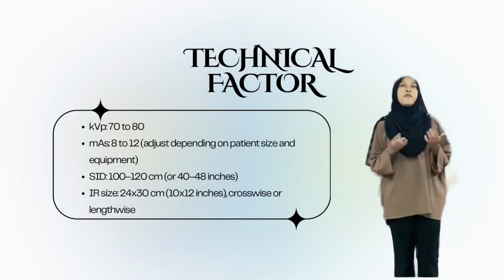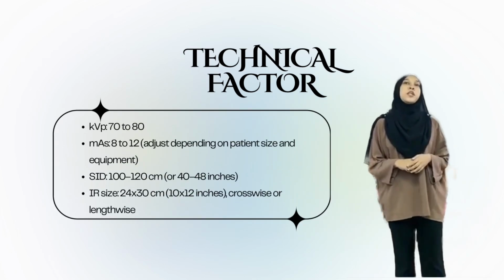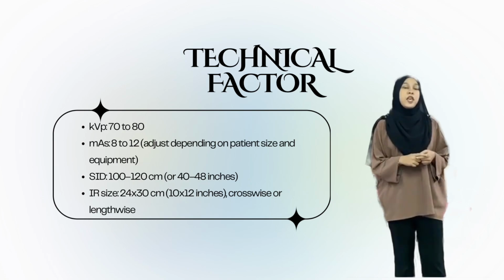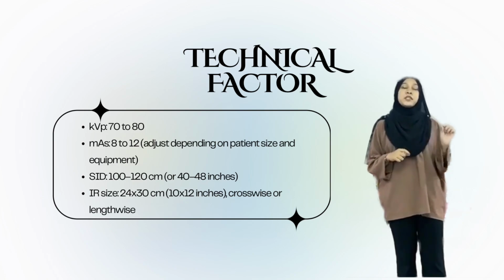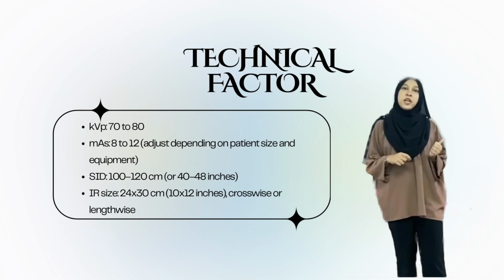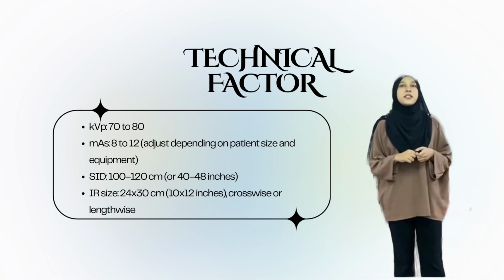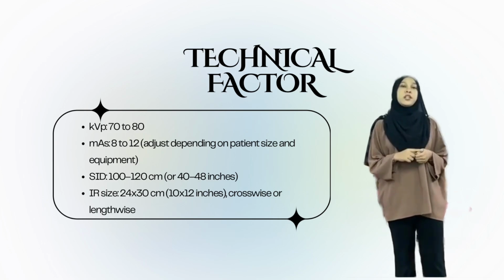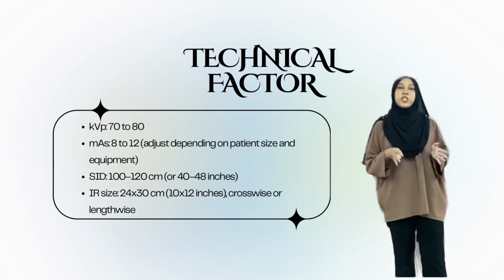For the exposure factors, the kVp needs to be around 70 to 80 kVp and the mAs needs to be 8 to 12 mAs, adjusted depending on the patient's size and the equipment used. The SID needs to be 100 to 120 cm and the image receptor size is 24 by 30 cm. It can be used crosswise or lengthwise, according to the size of the patient.